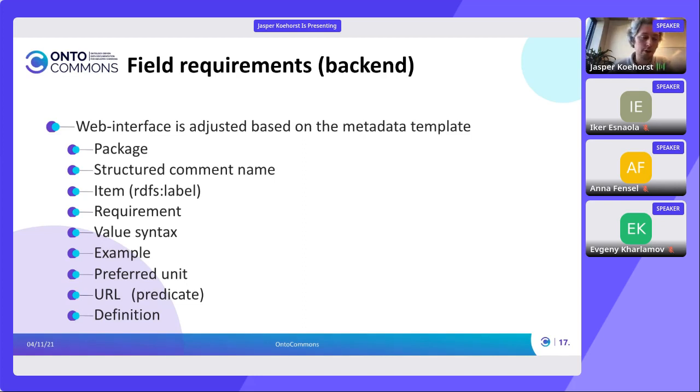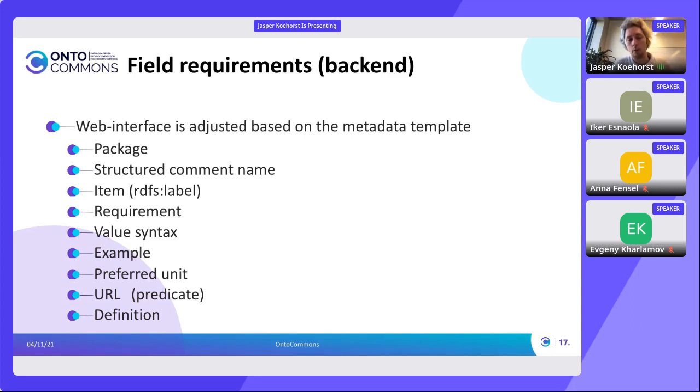Is it obligatory or not? What is the syntax? So you can see there's a regular expression that is required. An example, to give the user an idea of what we mean exactly, and what we prefer as a unit. So for example, if you talk about altitude, we prefer meters, but maybe this is a very low level system, so people might use centimeters, or if it's very high, you can of course think of kilometers. But we have a preferred unit.